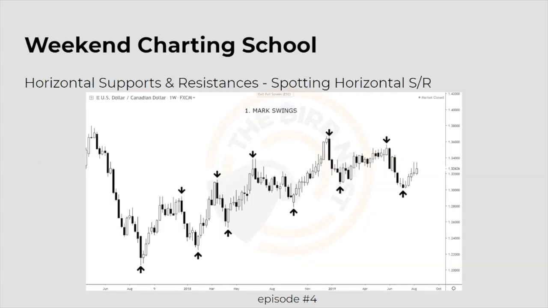For the horizontal parts, we simply need to mark the support or resistance that would be horizontal, right? So that would be parallel to the time scale. The very first step to spot horizontal support and resistance would be to mark swings that you can tell from the chart, right? So if you see upswings, mark it as an upswing. If you see downswings, mark it as a downswing simply.